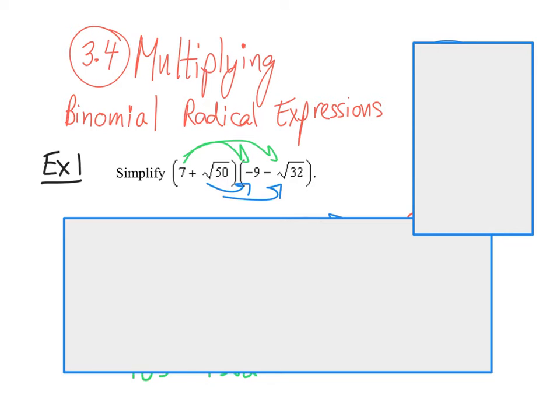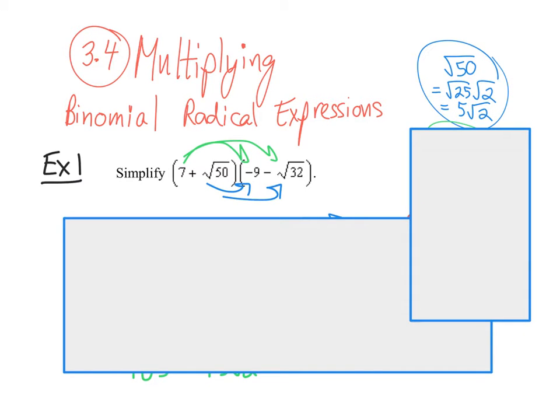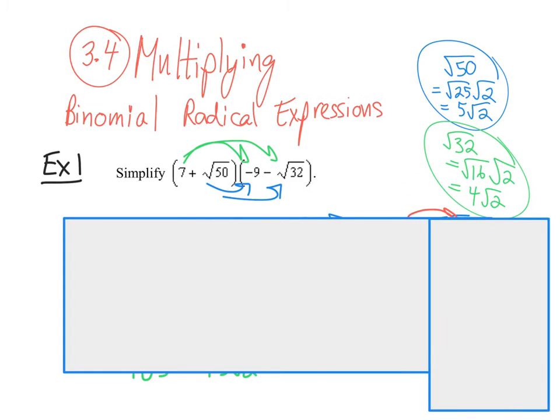Before we actually multiply, we're going to consider the entire radical 50 and the entire radical 32, and we're going to try to break those down into mixed radicals. So we start with radical 50. That could be simplified and factored into two radicals, radical 25 times radical 2, and the square root of 25 is 5 multiplied by radical 2, so that leaves us with 5 radical 2 as a mixed radical. And then radical 32, in the same process, factored and then reduced, becomes 4 radical 2.